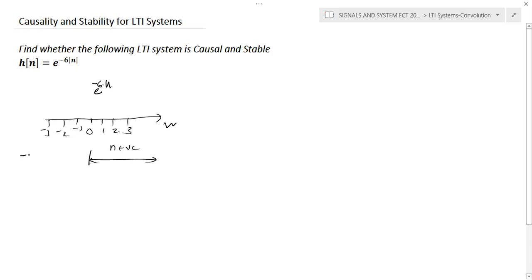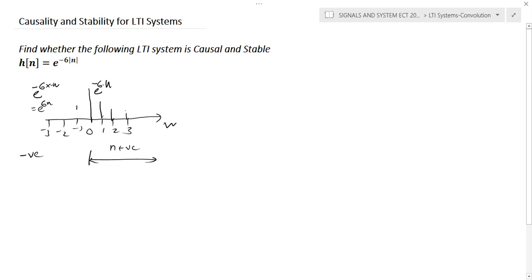And for the negative side, you need to consider n as negative. So e raised to minus 6 into minus n. Okay, it becomes e raised to 6n. So from this particular point onwards, we know that it's a decaying signal.